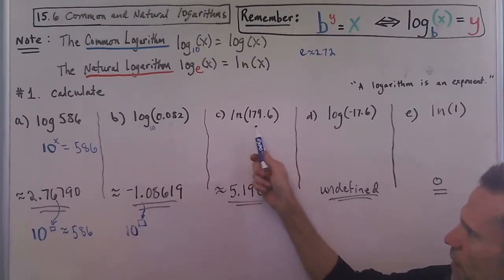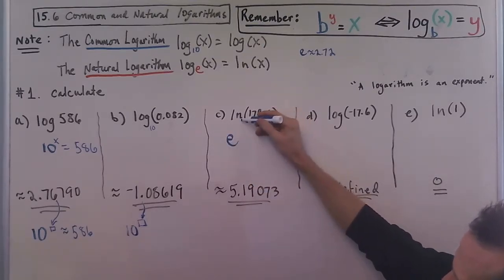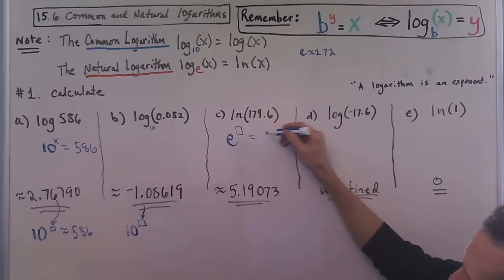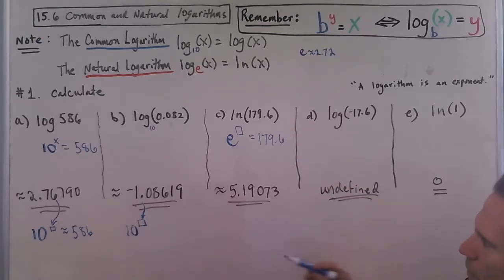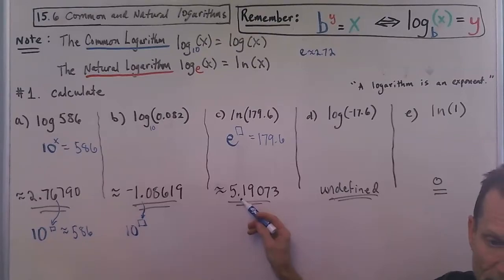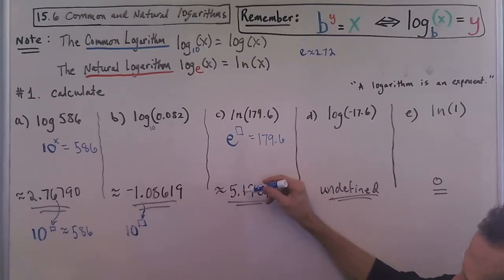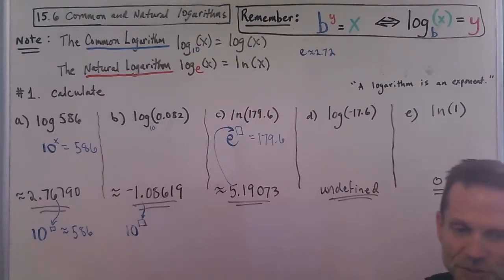So what's this problem asking? It's saying, e, because that's log base e, to what power is 179.6? Well, e to the approximately 5.19073. So you could take this value and put that in here and see if it checks out.